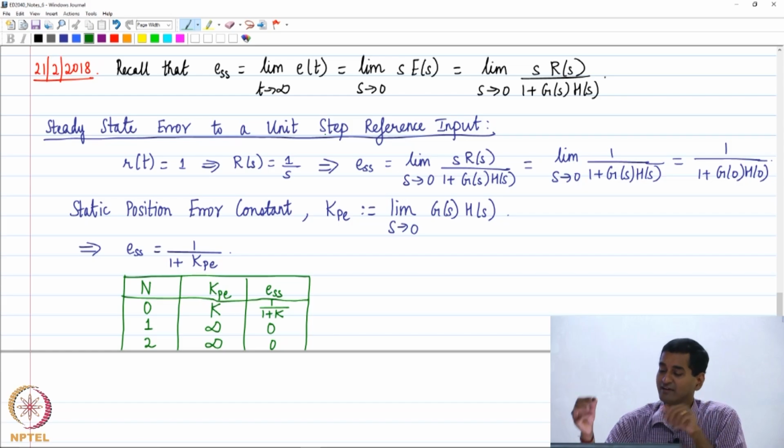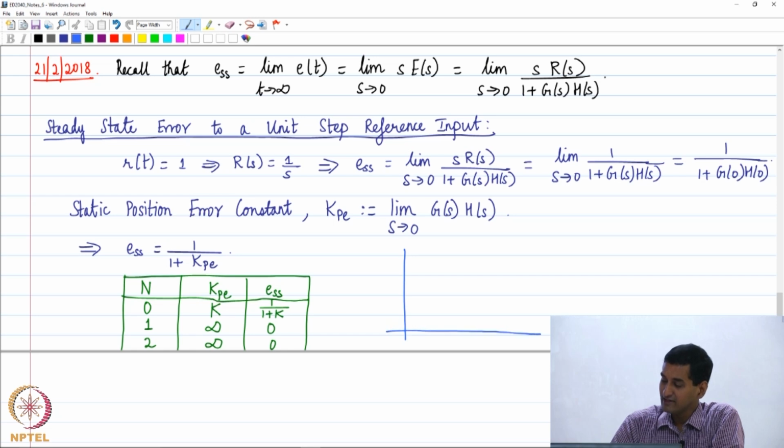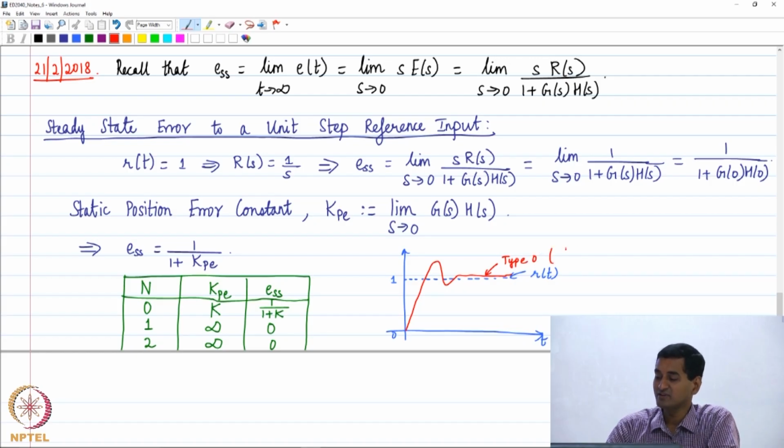So one can see that if I give a unit step reference input, and I have a type 0 system, let's say this is my R of t, what will happen is that my Y of t may essentially settle down like this, with a steady state error. Sorry, this is for a type 0 system. So the steady state error is going to be 1 divided by 1 plus capital K. So there is going to be some finite error as time tends to infinity.